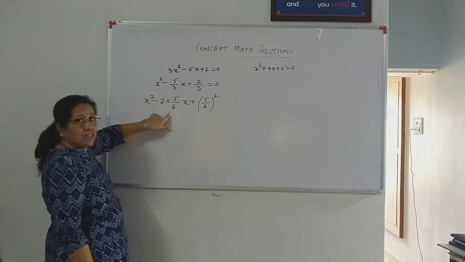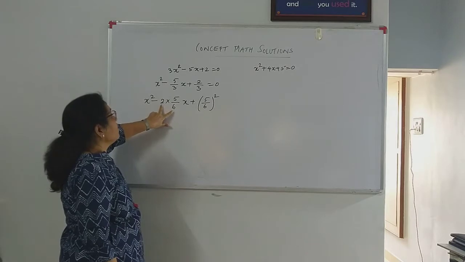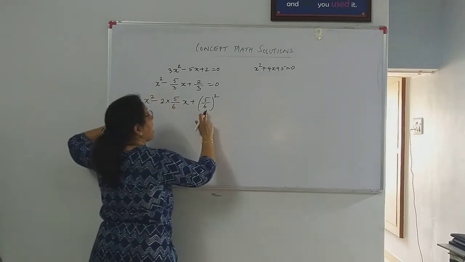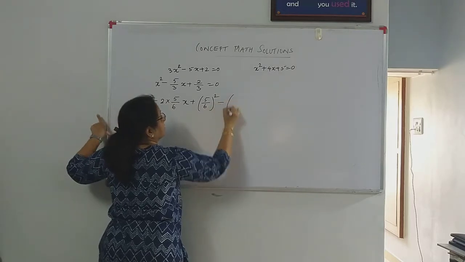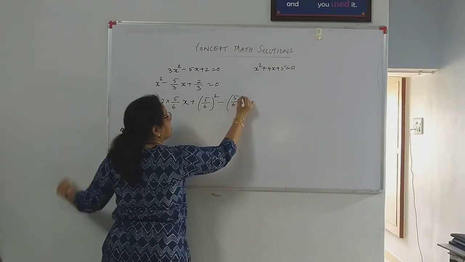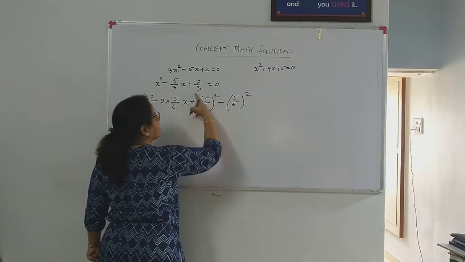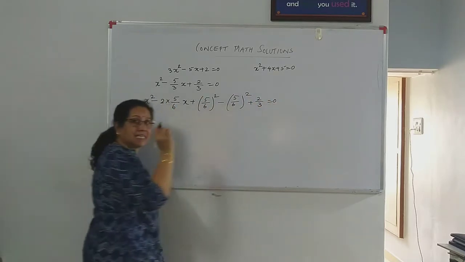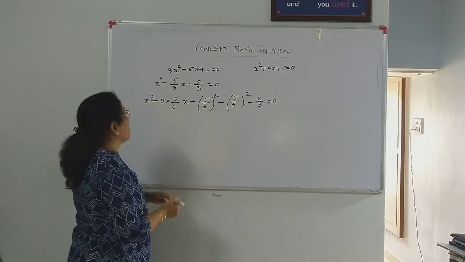Right? Now just stop here for a minute. 2 into 5/6, you will get 5/3. So you are correct. Now I added this, so I must subtract this. When I add some term, I must subtract that. And you have plus 2/3 as it is. This is a key step. Understand how we got it.